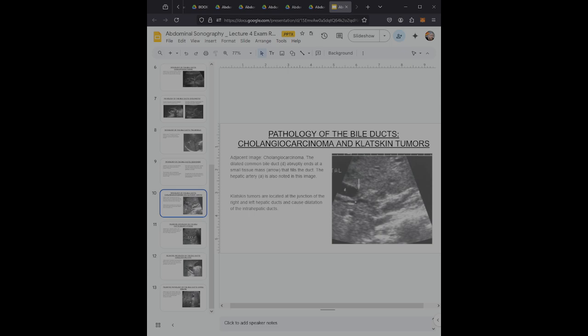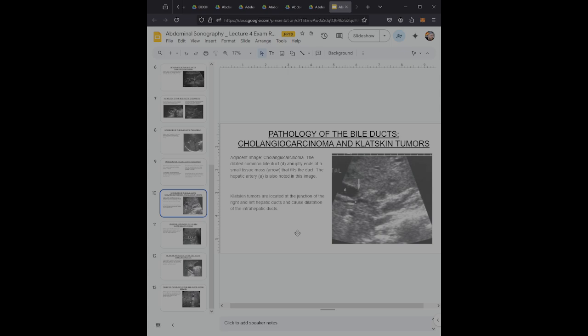Cholangiocarcinoma and Klatskin tumors. These are primary biliary tree cancers. Primary sclerosing cholangitis is the most common risk factor for cholangiocarcinoma, although recurrent biliary infections and stone disease also increase this risk. It can be either intrahepatic or extrahepatic in location, and both are common manifestations of cholangiocarcinoma.